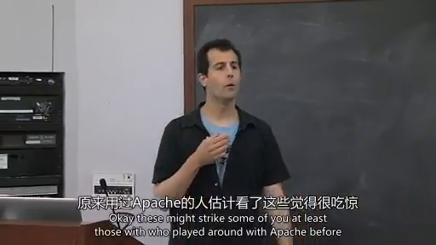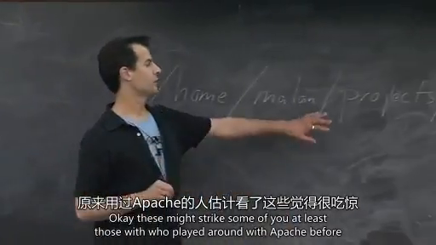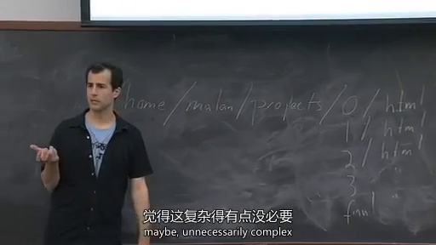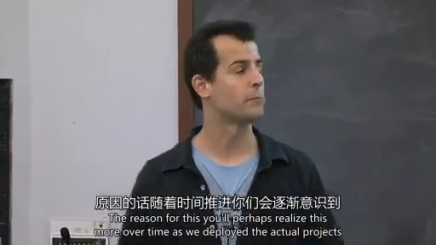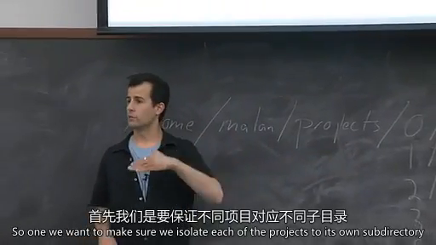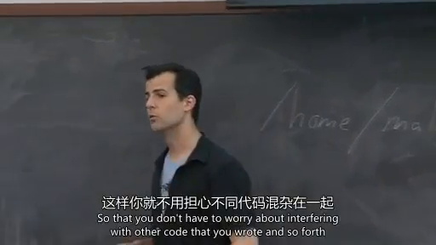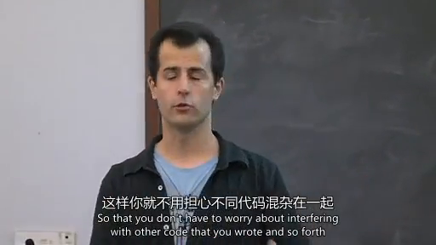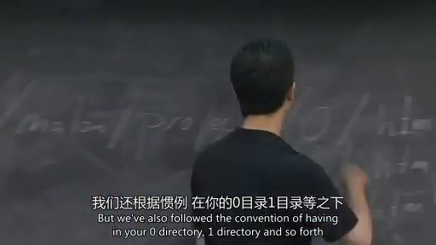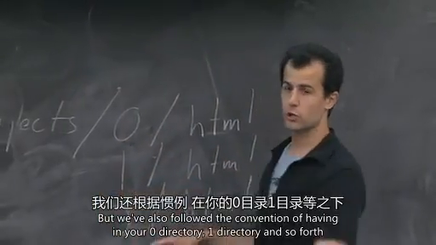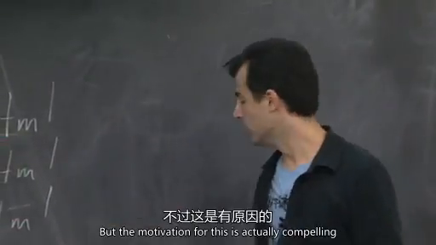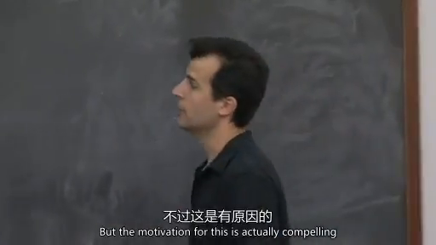No? Okay. So just as this might strike some of you, at least those who played around with Apache before, as maybe unnecessarily complex, the reason for this is threefold, and you'll perhaps realize this more over time as we deploy the actual projects. So one, we wanted to make sure we isolate each of the projects to its own subdirectory so that you don't have to worry about interfering with other code that you wrote and so forth, and it just keeps things nice and clean. But we've also followed the convention of having in your 0 directory, in your 1 directory, and so forth, also one step further, which might feel a little excessive to put HTML here. But the motivation for this is actually compelling.